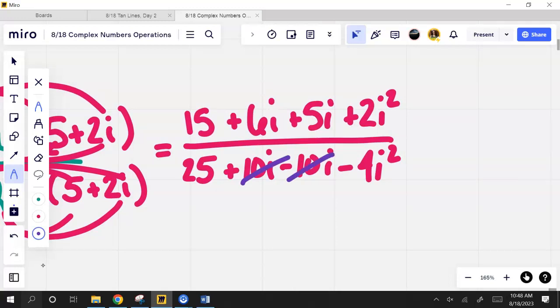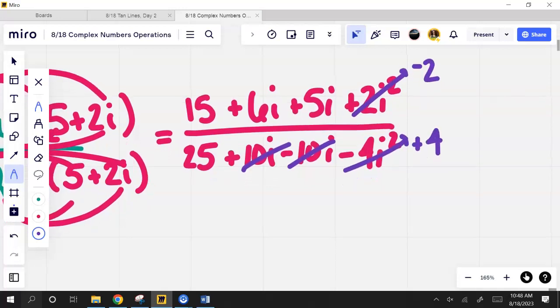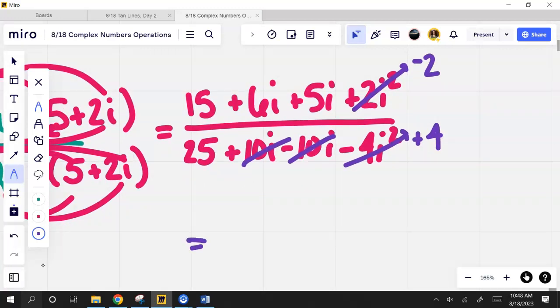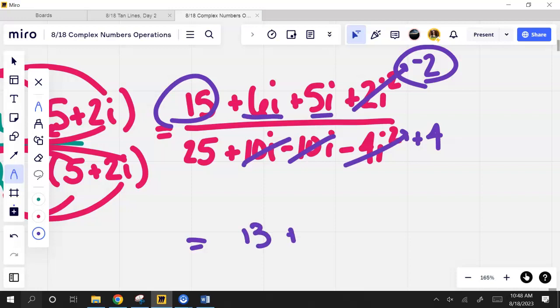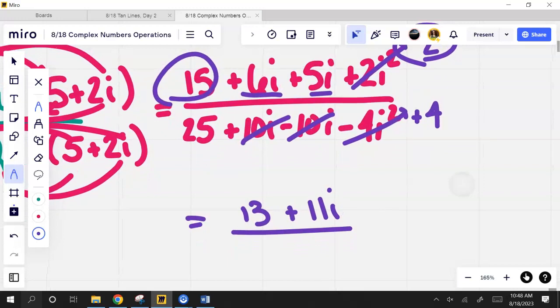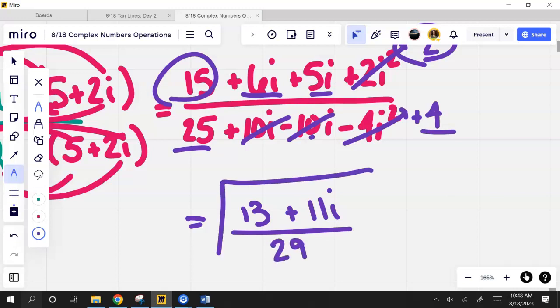All right, let's do what we know. Cancel out those 10i's on the bottom. Every i squared, drop it and change the sign. This is going to be negative 2. This is going to be plus 4. Let's do the top first. 15 and negative 2, 13, and then 6i and 5i, 11i. How about on the bottom? I got a 25, those are gone, and a 4. 29. Pow.